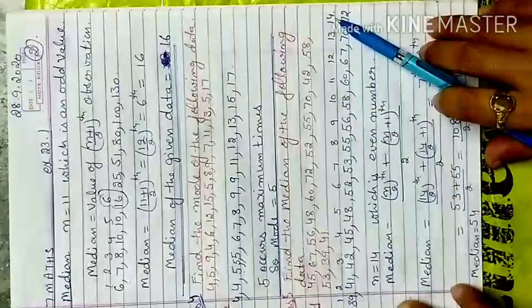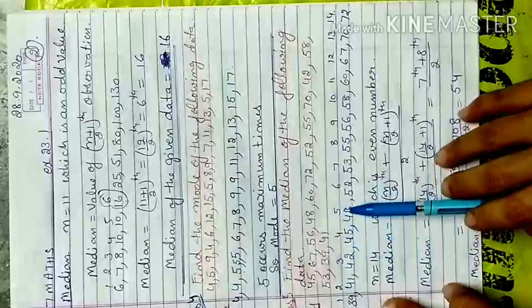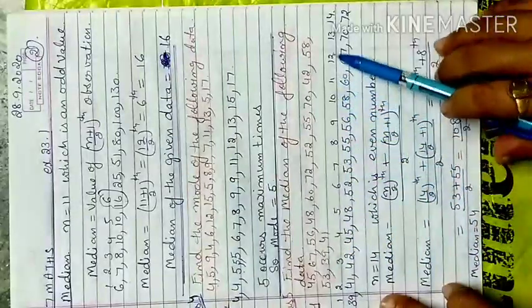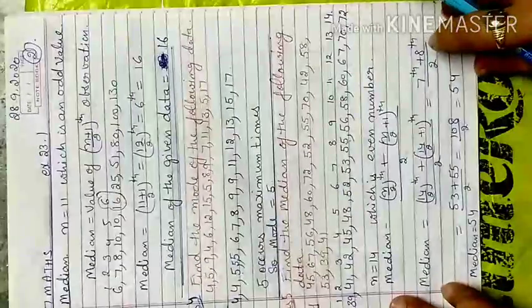Mark the position, it will be easier for you. So I will mark the positions here: first, second, third, fourth, fifth, sixth, 7, 8, 9, 10, 11, 12, 13, 14. So total 14 numbers are there. So 14 is even.